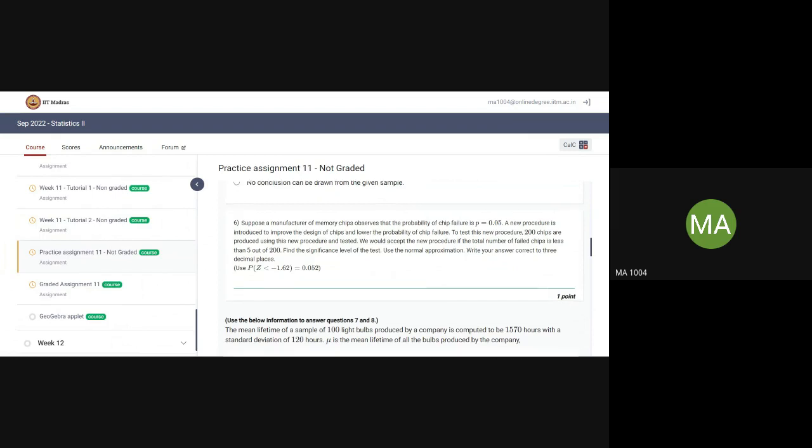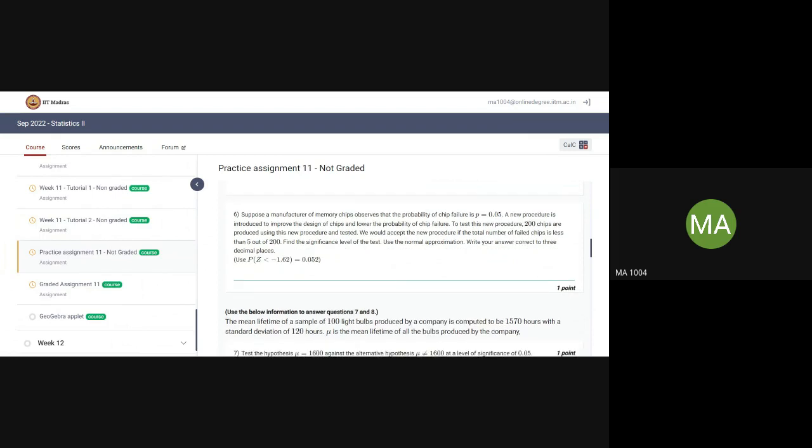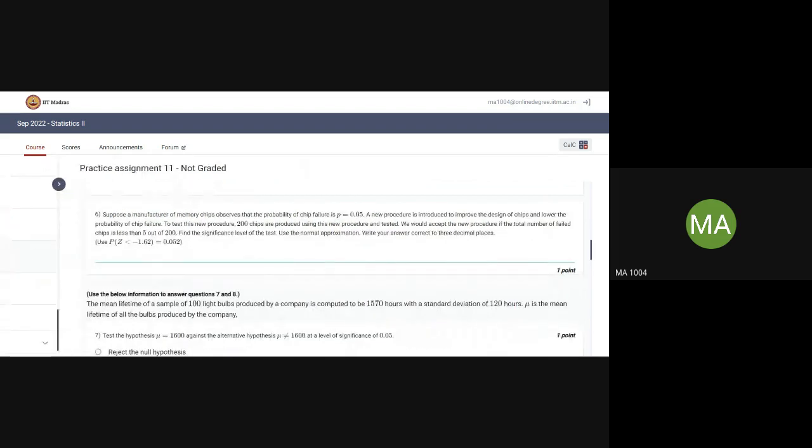Again, look at this question number 6. Question number 6 says, suppose a manufacturer of memory chips observes that the probability of chip failure is P equals 0.05. A new procedure is introduced to improve the design of chips and lower the probability of chip failure. To test this new procedure, 200 chips are produced and tested. So again here, what is going to be your null hypothesis and alternative hypothesis?